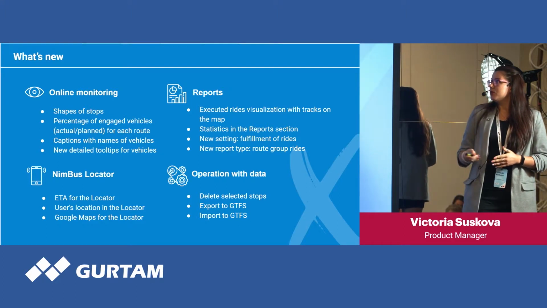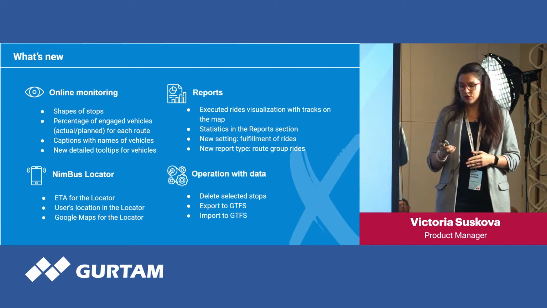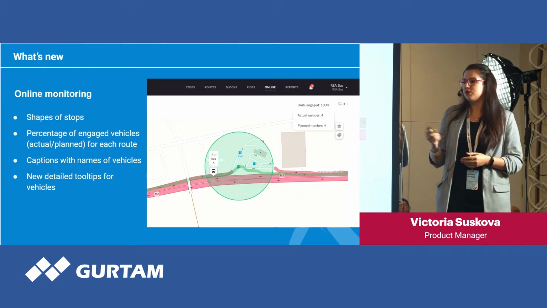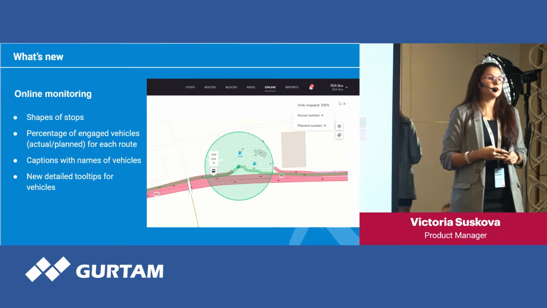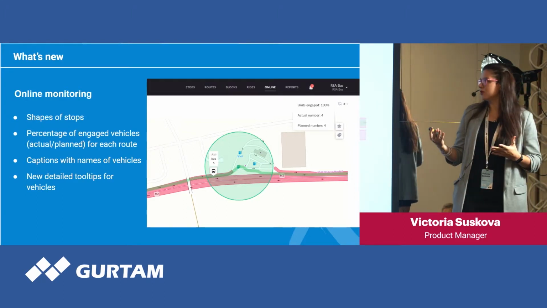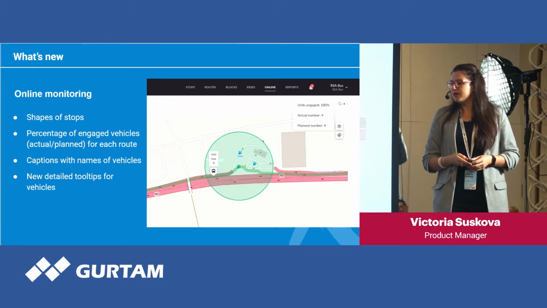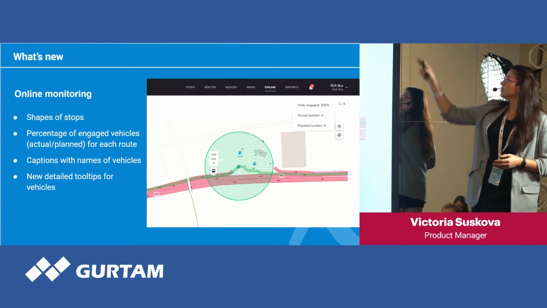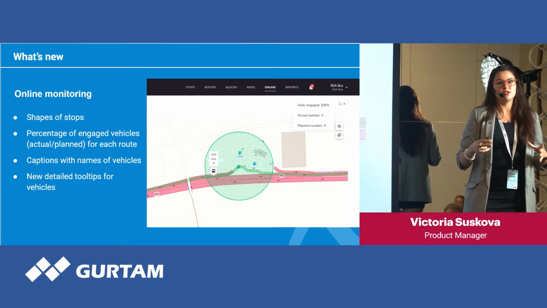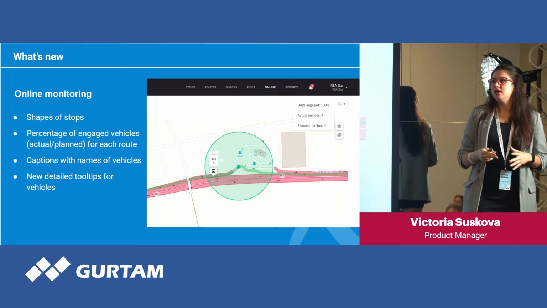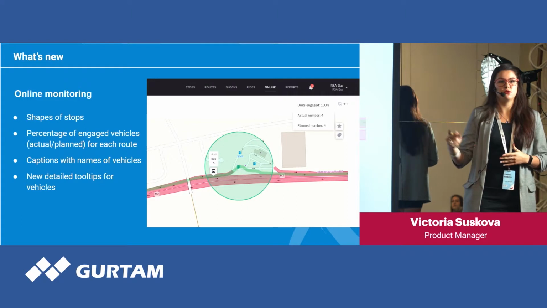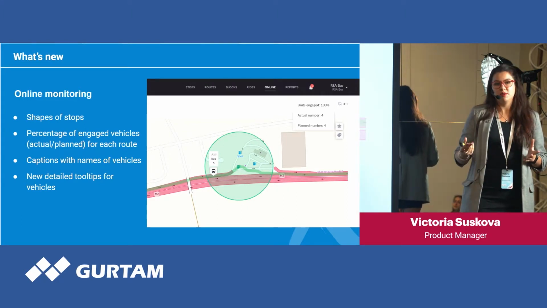So let's go deeper into these areas, and we will start with online monitoring. So first of all, shapes of stops, as you can see. Once you click on the stop, the shape of a GTFS is revealed. So it is useful, as you can see, to check whether the last message of the unit gets inside the GTFS or not. Just online, as easy as that. Percentage of the engaged units, actual versus planned, for each route. You can see it over here. The actual amount stands for the real number of units that are right now performing their rides. And the planned number means how many units should be there according to the schedule, so you can check if all the units are in their places.